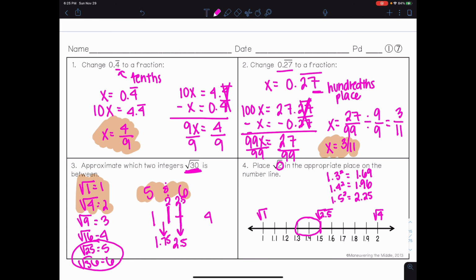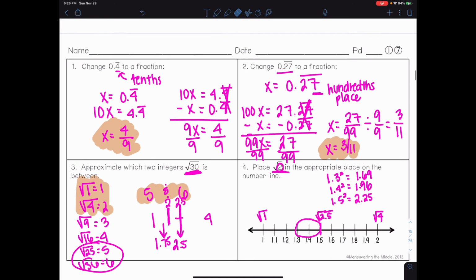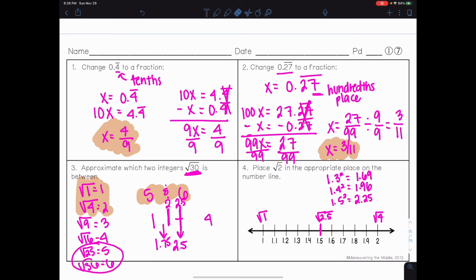So we would say that our irrational number, the square root of 2, is probably going to be somewhere, and I'll erase this. It's going to be almost exactly 1.4, but a little bit bigger. So we'll place our point here. And that is all for today's bell work.